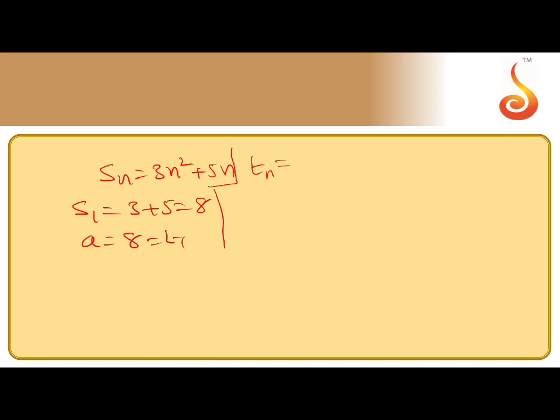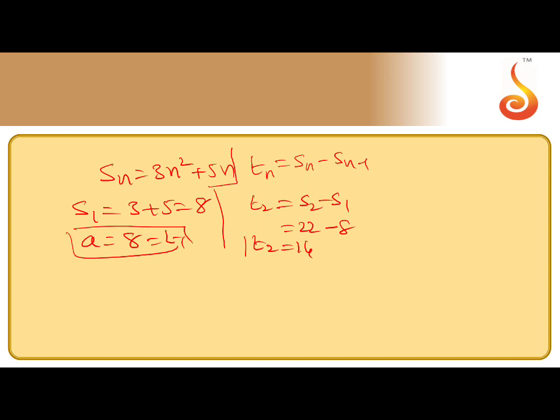So there is a formula for finding any term when Sn is given: Tn is Sn minus S(n-1). I want T2, which means S2 minus S1. So S2 is 3 into 4, 12, 12 plus 10, 22, minus S1, which we already found is 8. Therefore T2 equals 14. If you get T1 and T2, you can find the D value. So D is T2 minus T1, 14 minus 8, that gives 6. So you got A and D values.